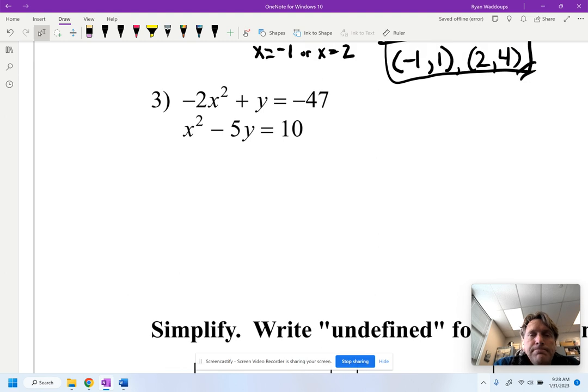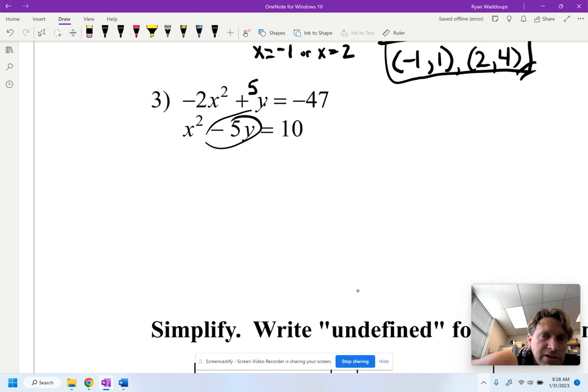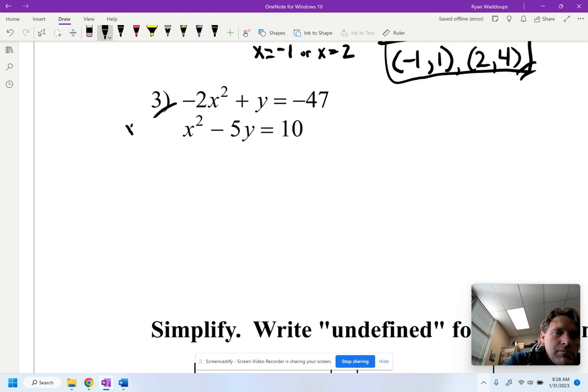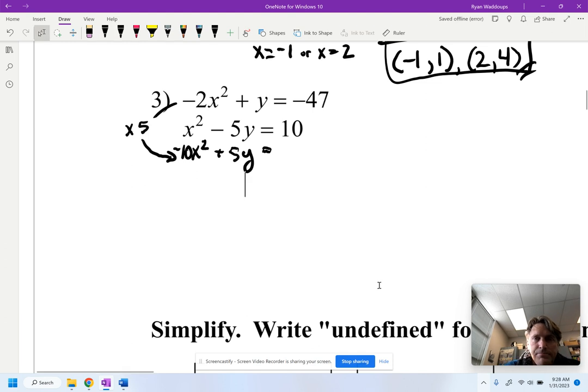Number 3. Let's see. If I multiply the top one by 5, because multiplying this particular term by 5 makes it the opposite of negative 5y, then I can use elimination. So I'm going to multiply the top one by 5 and add it onto the second one. So negative 2 times 5 is negative 10x squared plus 5y is equal to, and then negative 47.